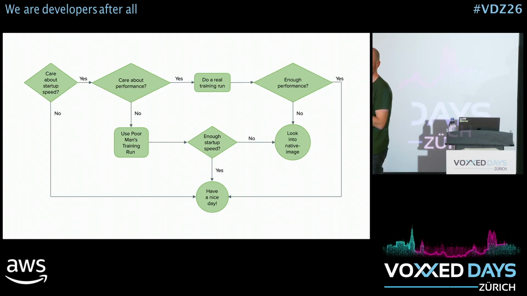GraalVM native image is a technology which delivers more crazy performance. There are more trade-offs involved, but like starting this in 600 milliseconds, GraalVM will only laugh about that because GraalVM starts in 50 to 100 milliseconds or so. It's really extreme performance because it compiles all the stuff natively.